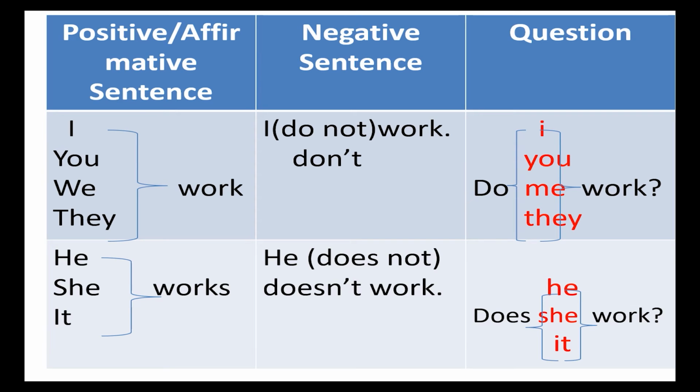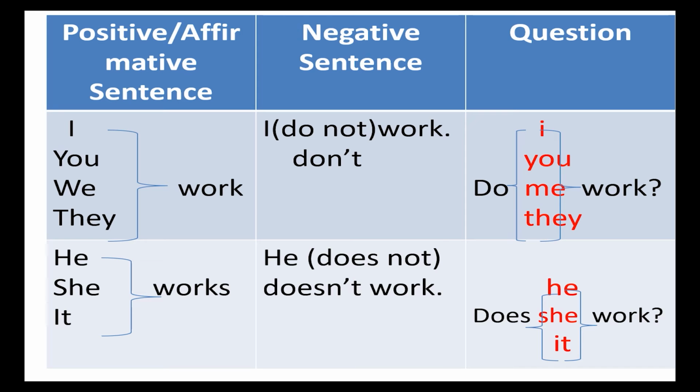So, why here is work and down here is works? When the subject is first person, second person, and third person plural, that time we use work. When the subject is third person singular, during that time we use s or es with the verb. For negative sentence, to form negative sentence, we use negative words after the subject.